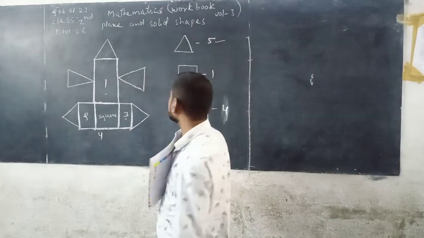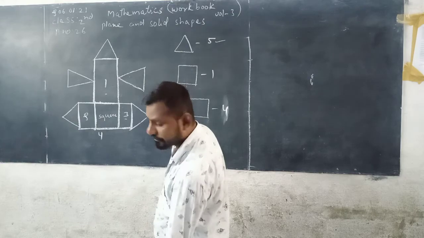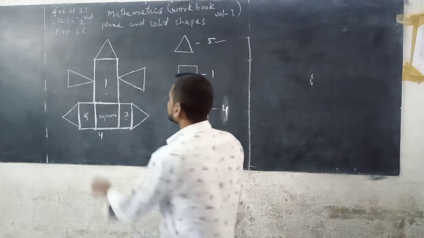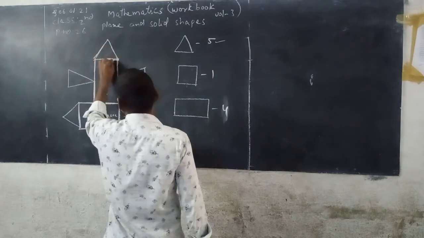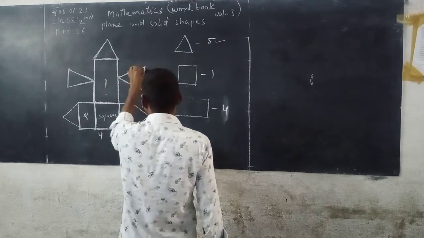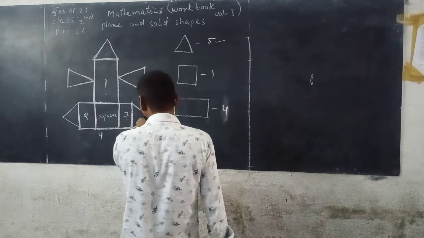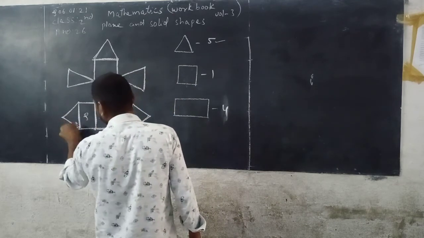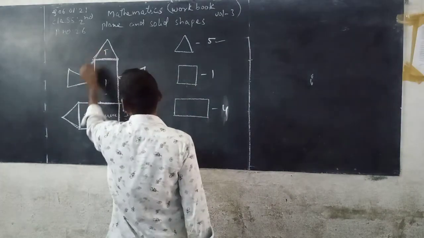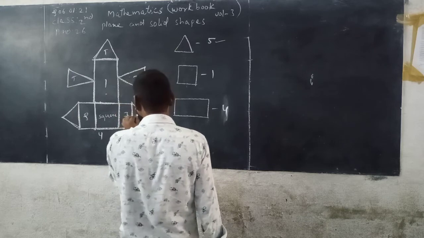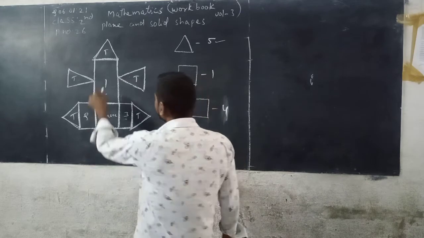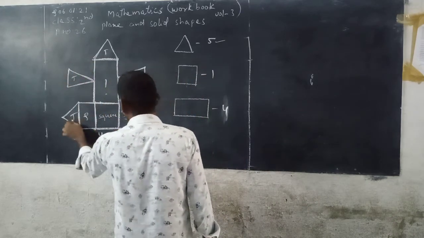Did you understand? See, once again I am explaining the reason carefully. In the given figure, it has triangles: triangle 1, 2, 3, 4, and 5. These are the triangles. Then you can write here, triangle means T. So count 1, 2, 3, 4, 5. Then you can write 5.